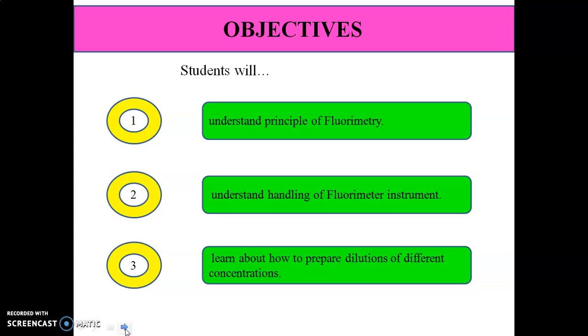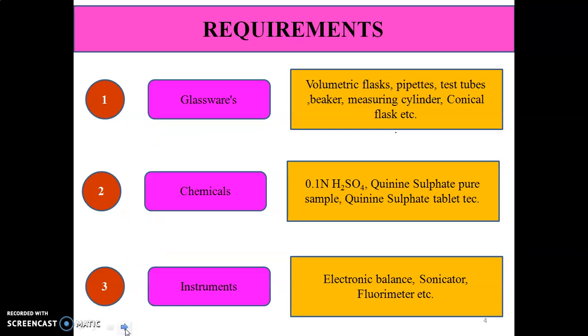After performing this experiment, these three objectives will be achieved. The first one, student will understand the principle of fluorimetry. Student will understand the handling of the fluorimeter instrument, and student will learn how to prepare dilutions of different concentrations. These glasswares, chemicals and instrument will be required before proceeding with this experiment.